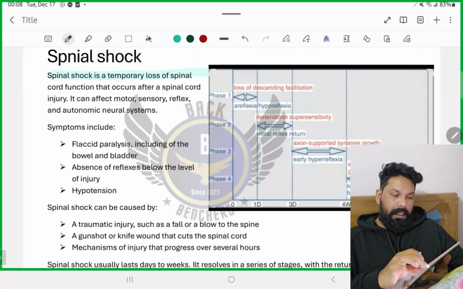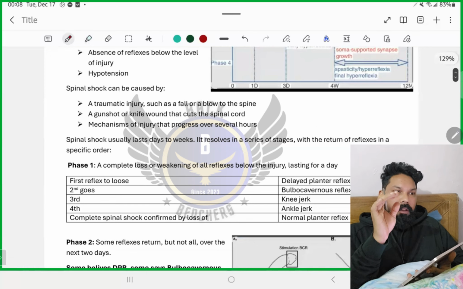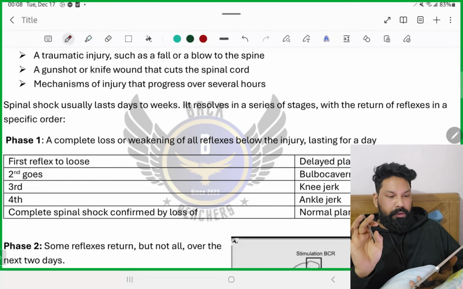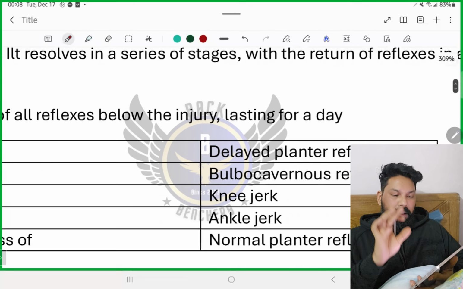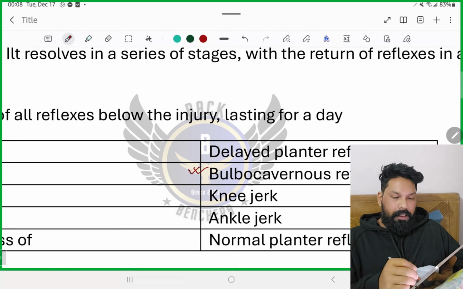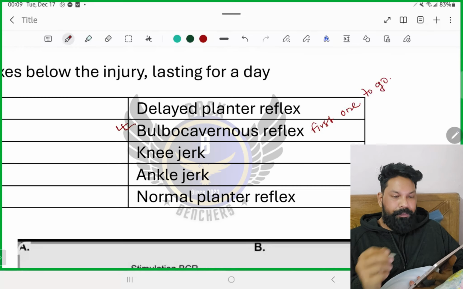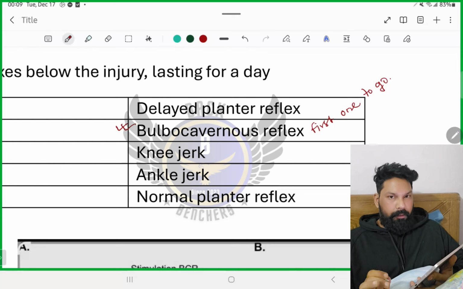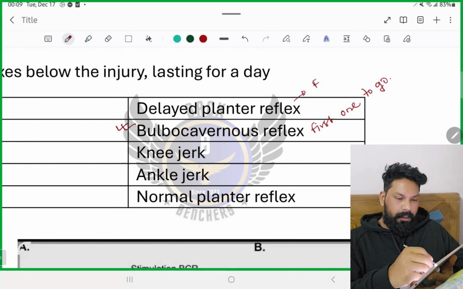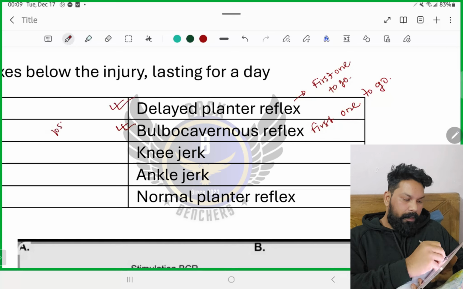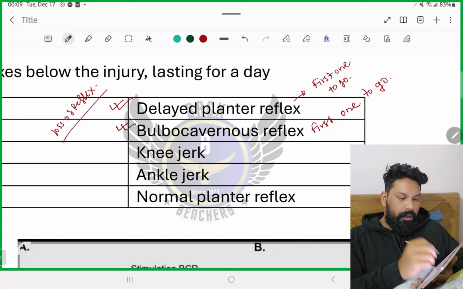Now how do we lose the reflexes? They say it's a caudorostral pattern, like which reflex is the first to go. Previously it was believed that bulbocavernous reflex is the first one to go. Recent studies, very recent studies, have shown that delayed plantar reflex is the first one to go. So this will be the serial of loss of reflex.